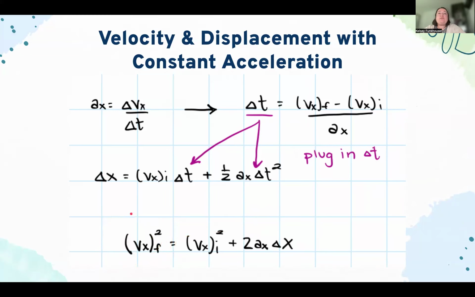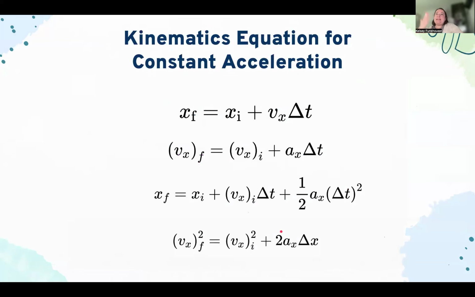If you want to do the algebra, you are more than welcome to. But what it results in is the final velocity squared equals the initial velocity squared plus 2 times the acceleration times the displacement. So this gives us our 4 kinematics equations for constant acceleration.